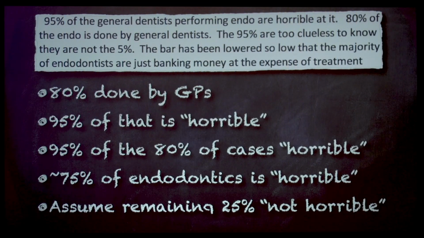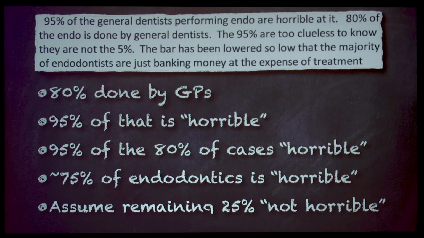But let me summarize this, what we know from Terry. 80% of the endodontics is done by GPs. 95% of that is horrible. So 95% of the 80% is horrible. We can just do the math, and that makes it about 75% of endodontics is horrible, according to Terry. Okay, so this will set the base rates. Let's just assume the remaining 25% isn't great, it's just not horrible. So 75% of the endo is horrible.